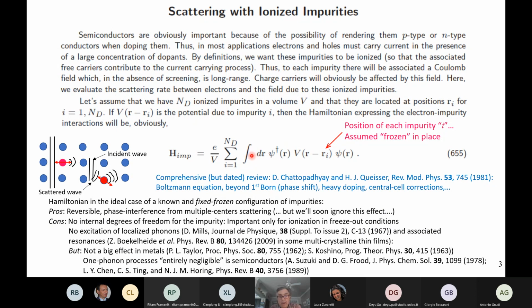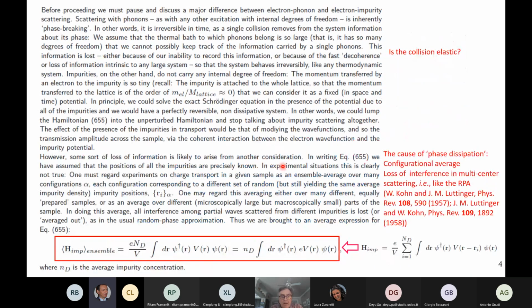And this process of erasing information causes irreversibility. In impurity scattering, clearly, if we assume that the process is purely elastic, which is the discussion that I hear, then irreversibility comes from another consideration.